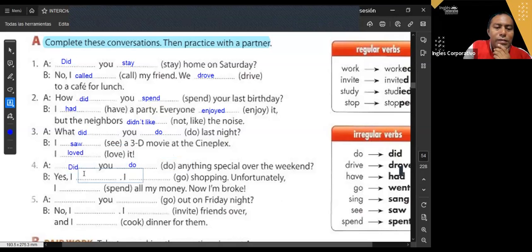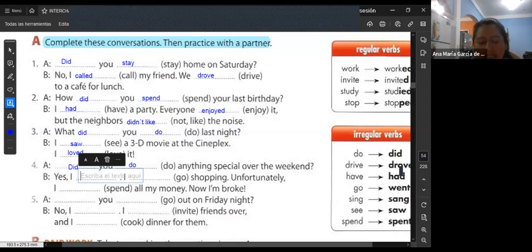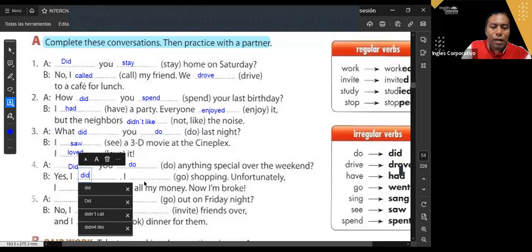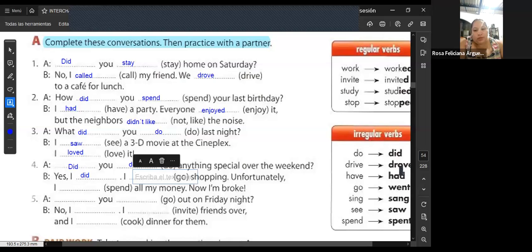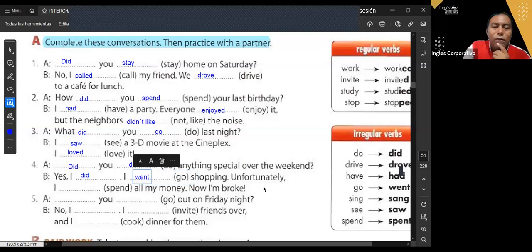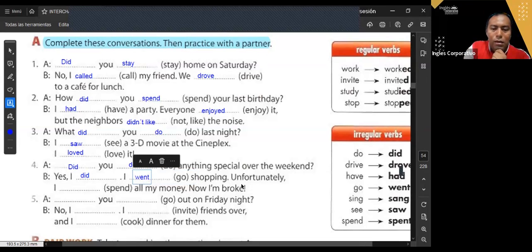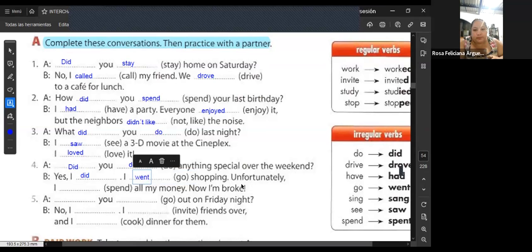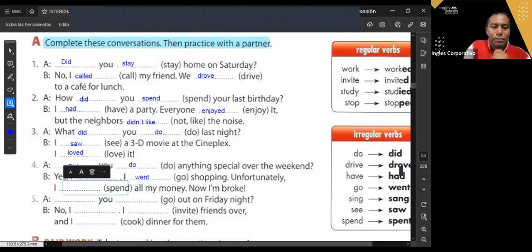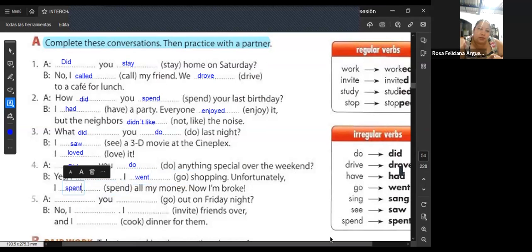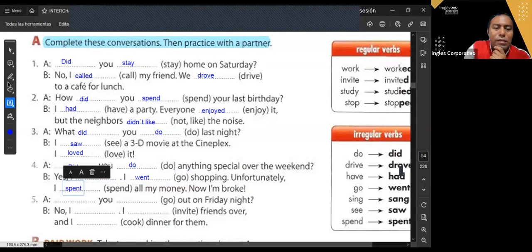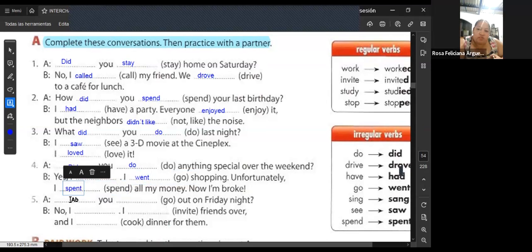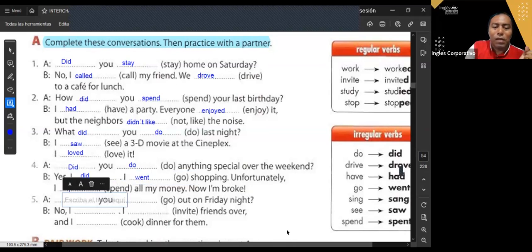Now the next one. Did you do anything special over the weekend? Yes, I did. Excellent. Very good. I went shopping. Unfortunately, repítalo en su casa. Unfortunately. I spent all my money. Now I'm broke. ¿Qué significa I'm broke? Pobre. Estoy quebrado. Estoy sin dinero. Not money. I'm broke.